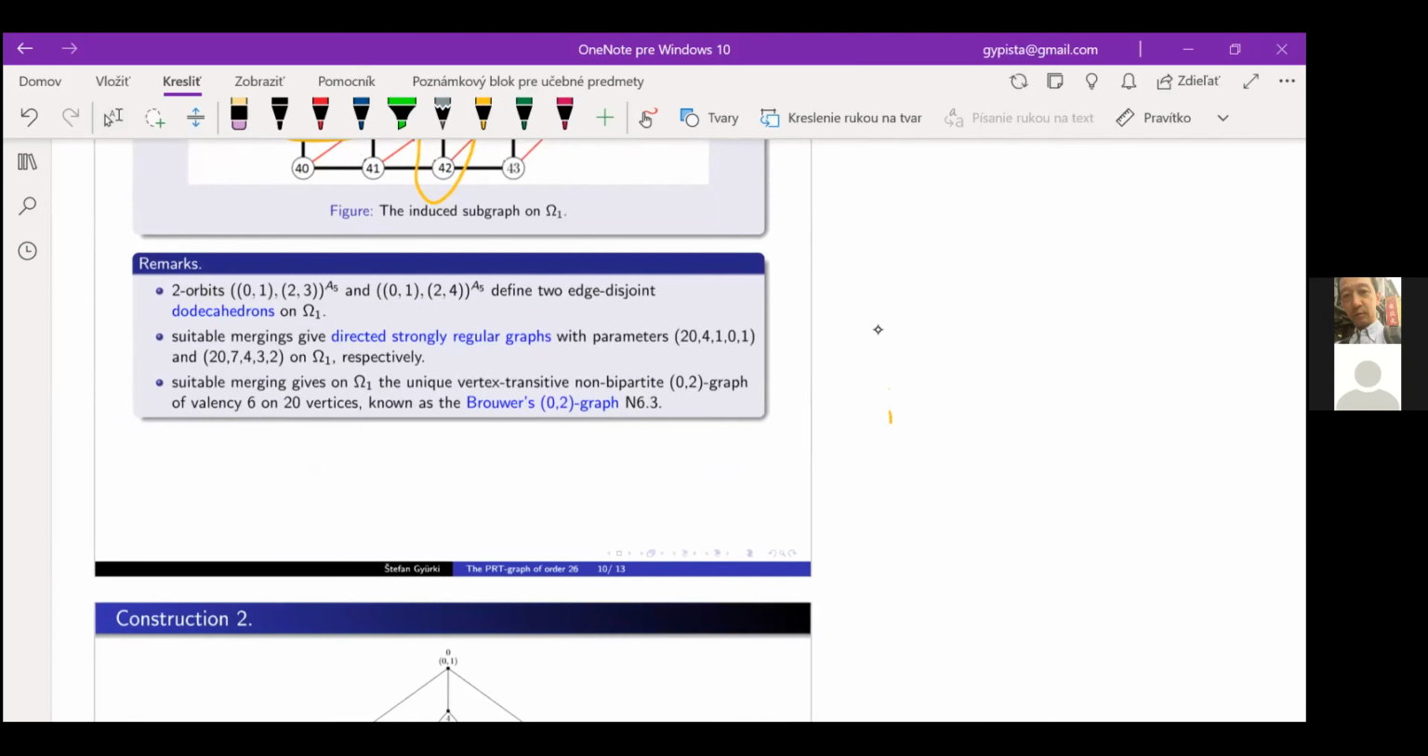So, and moreover, the unique vertex transitive non-bipartite 0-2 graph of valency 6 and on 20 vertices, which is known under the name Brouwer's 0-2 graph, is also emerging in that coherent configuration. So there are many relations between these objects due to the fact that behind them somehow the same coherent configuration is appearing.